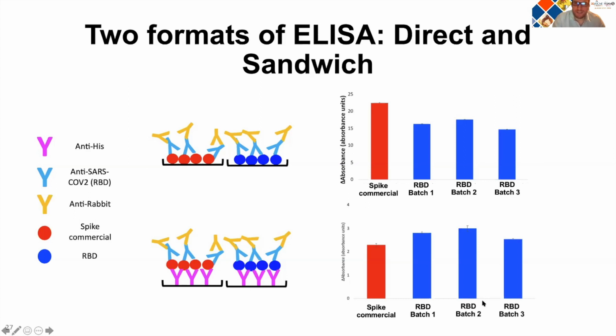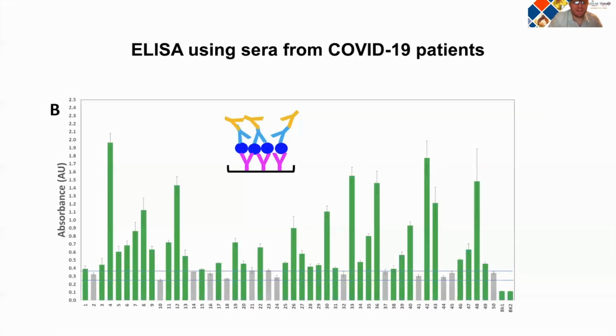And the second is a sandwich ELISA, where we add the anti-histidine antibody to the plate, and then follow the same steps as in the direct ELISA. You can see the results on the right side, respectively, of the direct and sandwich ELISA, and also the results are similar between the commercial spike and the RBD that we can produce in E. coli cultures.